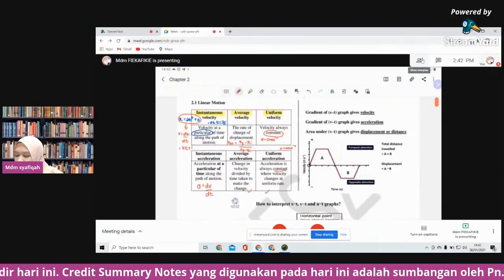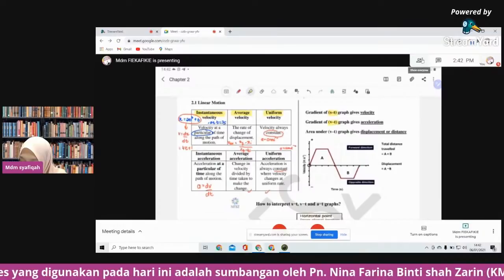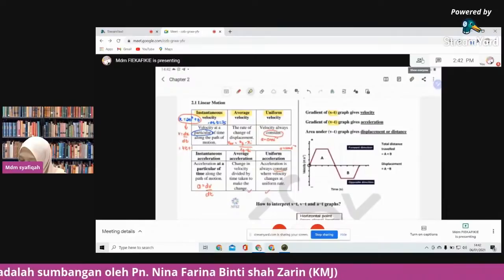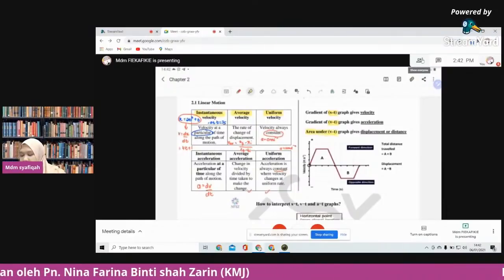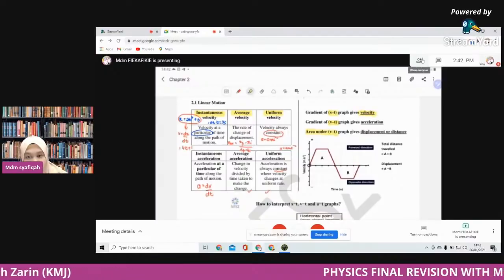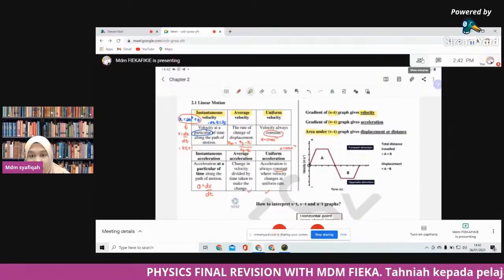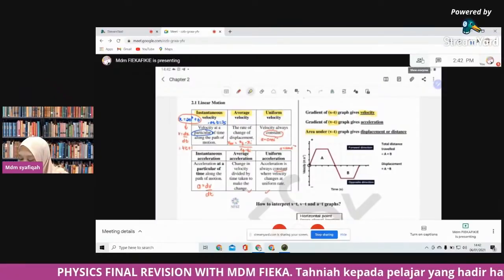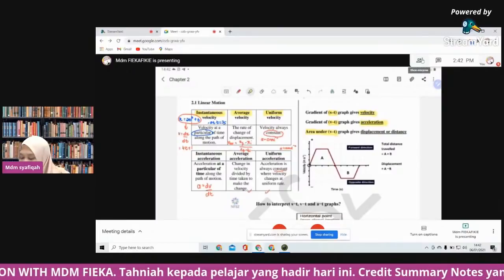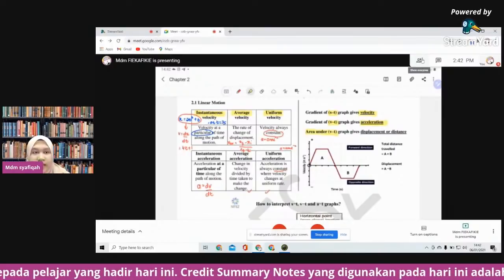Alright, so now how about gradient? We have three graphs here: ST, VT, and the area under the VT graph. Let's say we have the gradient of graph ST, it's velocity. Remember, baca soalan betul-betul, itu graph apa? ST ke VT. So kalau gradient VT, dia adalah acceleration. And area under the graph of VT must be displacement or distance.